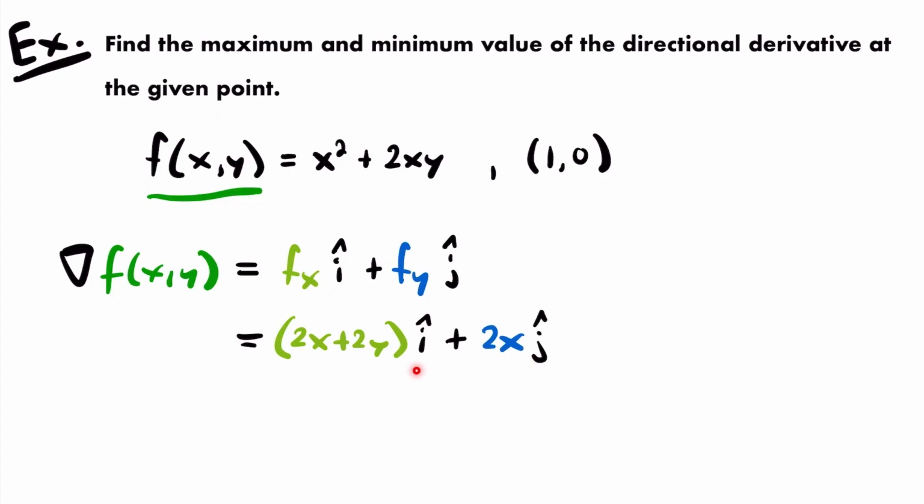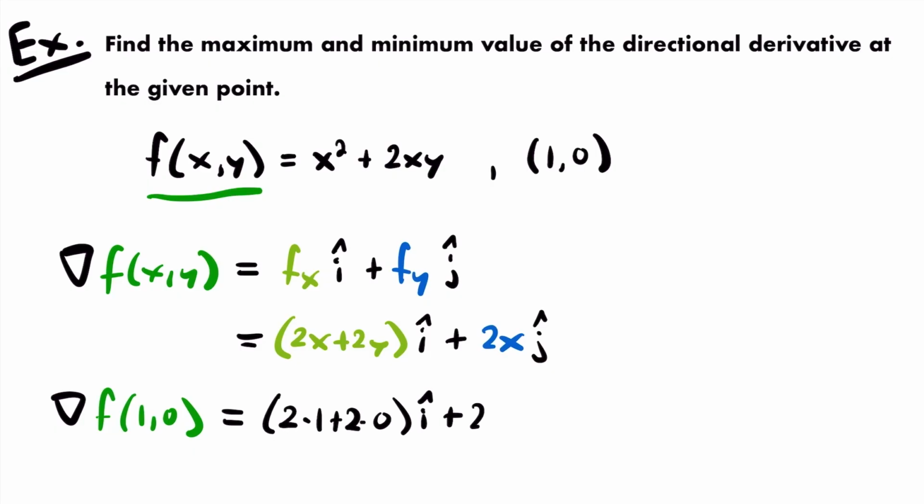All right, so that is the general gradient vector, but we want the specific gradient vector at this point (1, 0). So let's plug 1 in for x and 0 in for y. We will have the gradient of f at (1, 0) is equal to 2 times 1 plus 2 times 0 times i plus 2 times 1 j. And so simplifying, 2 times 1 is 2, 2 times 0 is 0, so 2 plus 0 is 2. So the x component is 2, giving us 2i, and then of course 2 times 1 is 2, so we get 2i plus 2j.